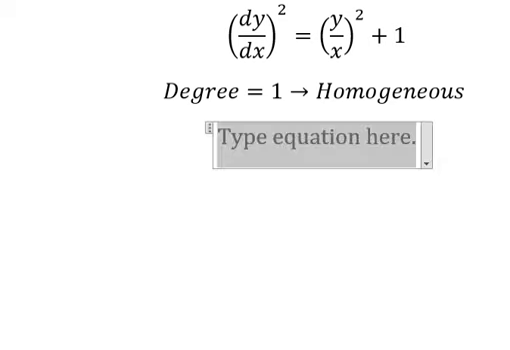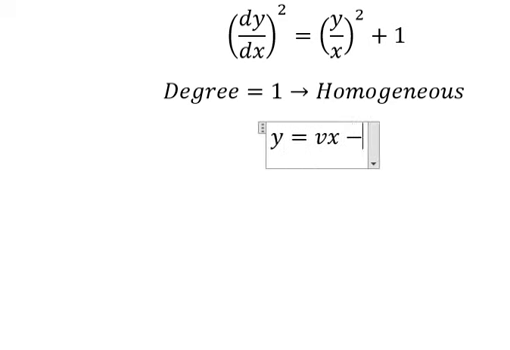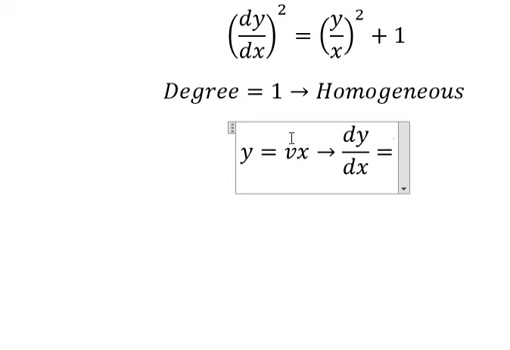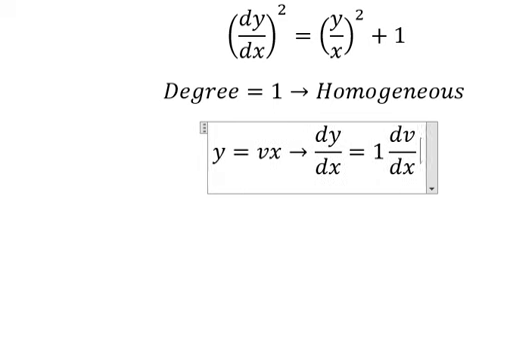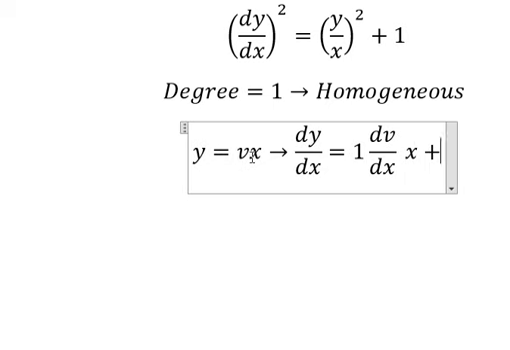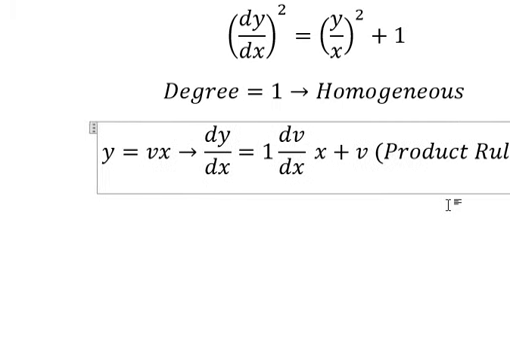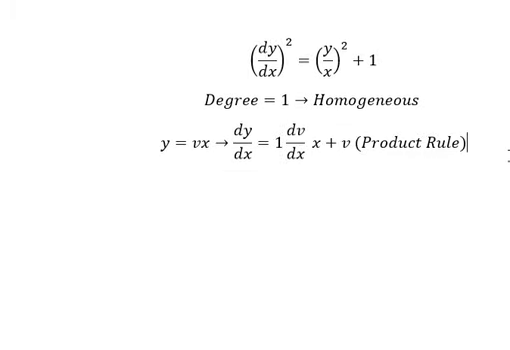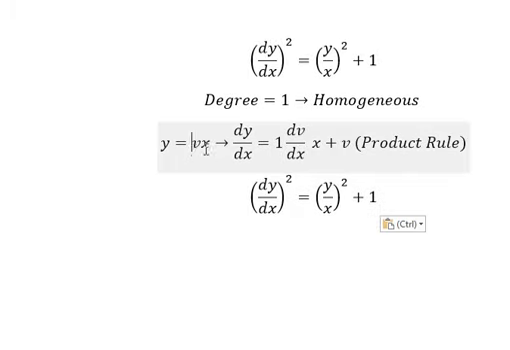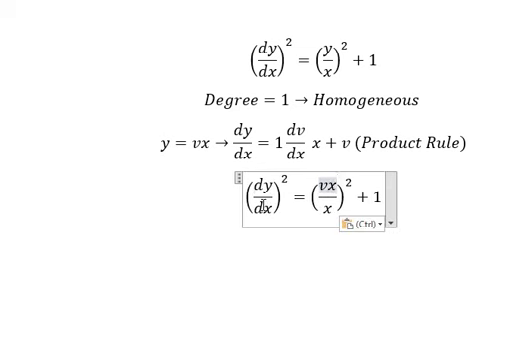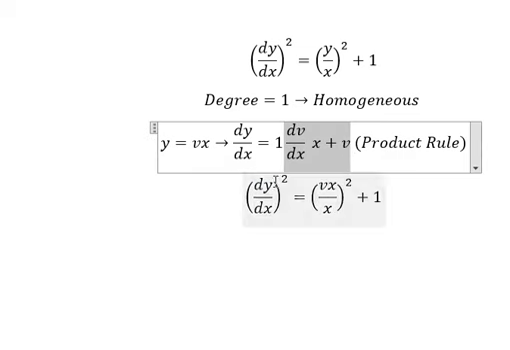So I will put y equals vs. Later we need to do first the derivative for both sides. The derivative of v, we have number 1, dv over dx multiplied by s. The derivative of s, we have number 1, so we have v, and that is about the product rule of the derivative. So y we change by vs. This one we change by this one.